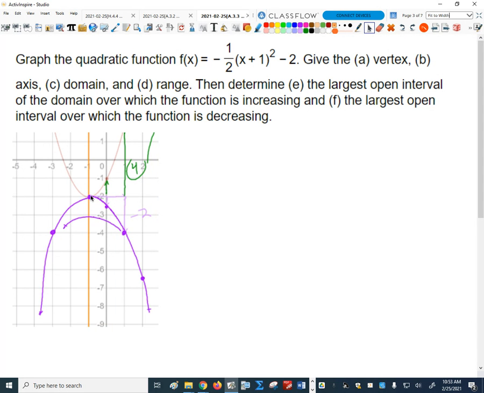So normally for our parent graph, we would go over 1 and up how far on our parent graph? If we start at the vertex and we go 1 to the right, how far up would we normally go? Type it in chat, please, everybody.